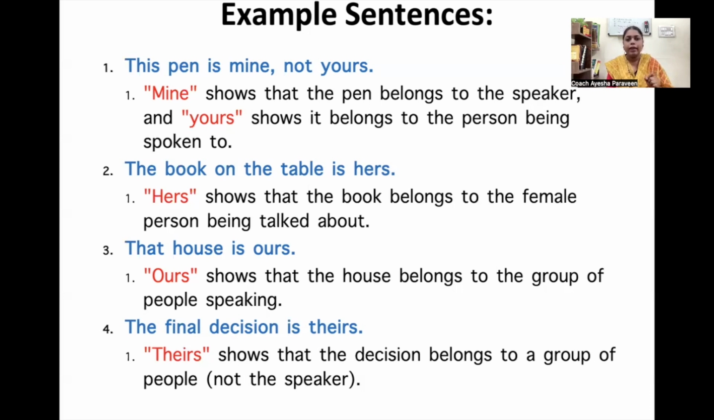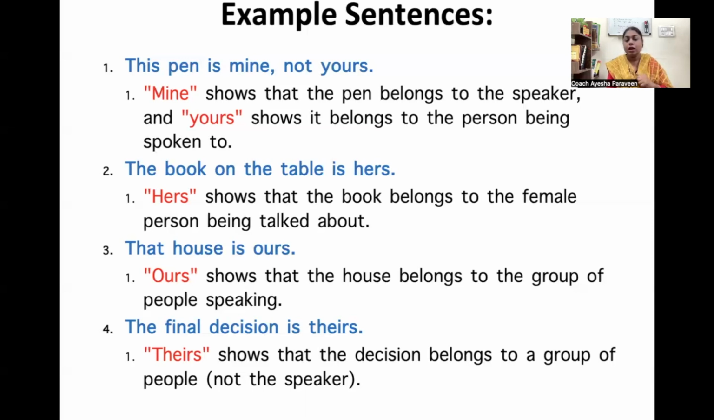The book on the table is hers. Hers shows that the book belongs to the female person being talked about. So hers: she, her, and hers. Her shows that we are talking about a female and that particular thing belongs to a female.